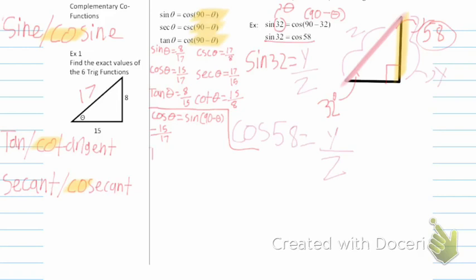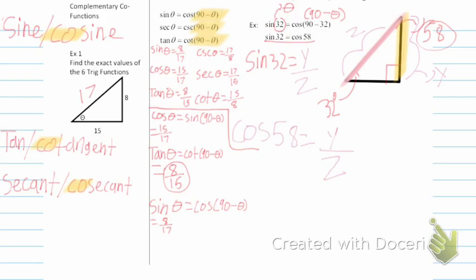Now to find tangent of theta, you do cotangent of 90 minus theta, which equals 8 over 15, because tangent of theta is the same as cotangent of 90 minus theta, and tangent of theta equals 8 over 15. And to find sine of theta, as it said before in the early formulas, sine of theta equals cosine of 90 minus theta, which equals 8 over 17.